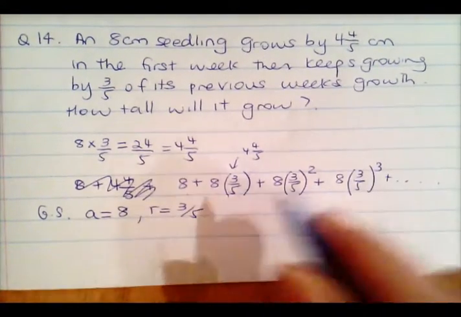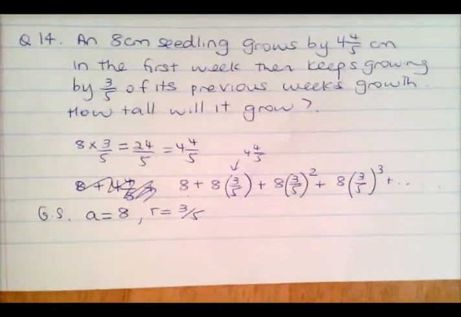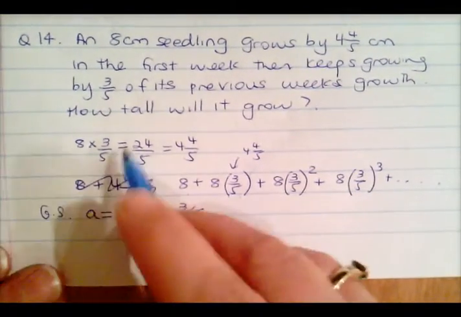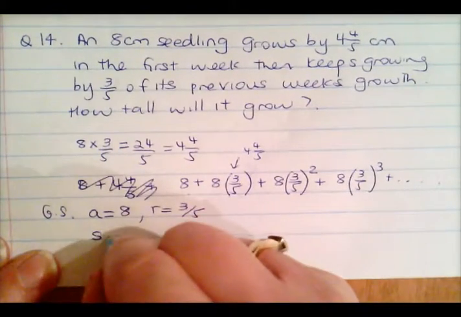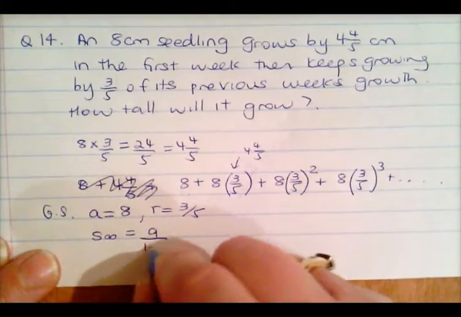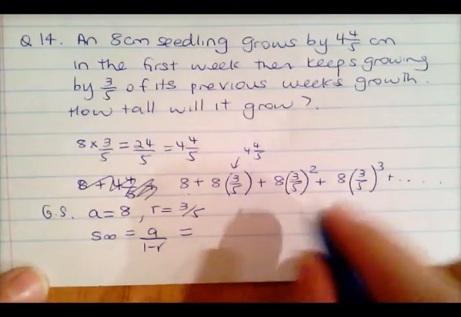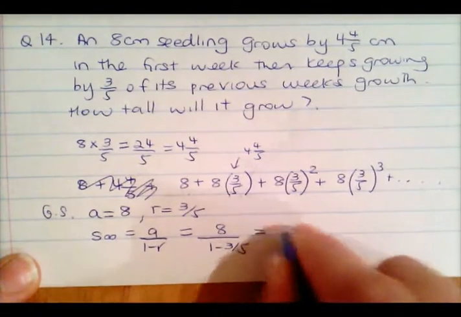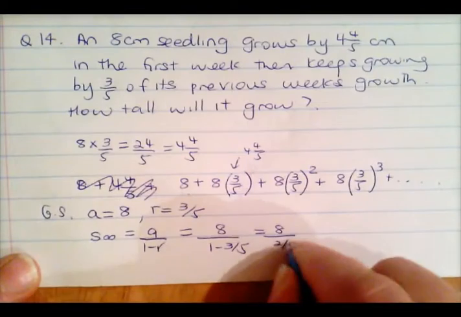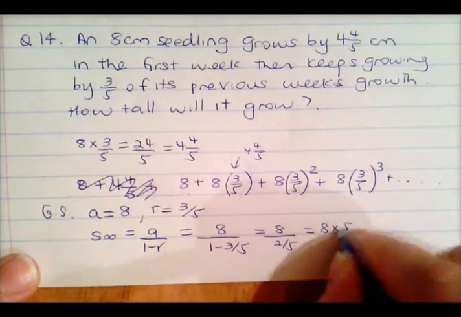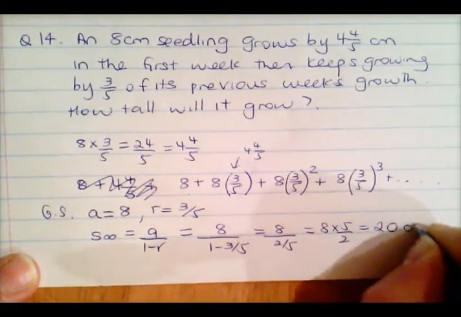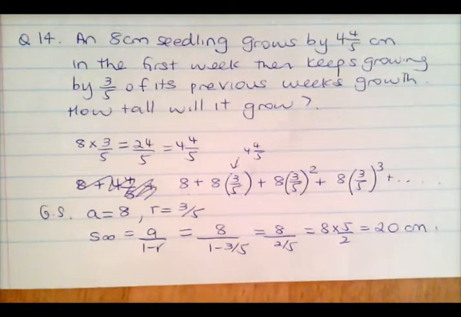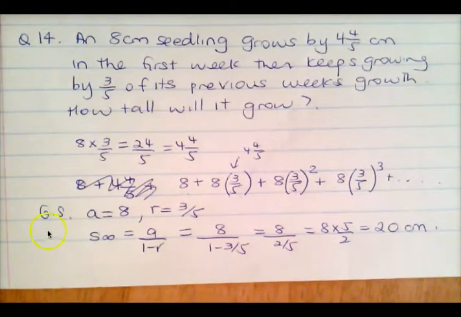And because the absolute value of r is less than 1, a sum to infinity will apply here. So there will be a limiting sum. So the question is, how tall will it grow? They're asking for the sum to infinity, which is a over 1 minus r. That's 8 over 1 minus 3/5, which is 8 divided by 2/5, which is 8 times 5 over 2, which is 20 centimetres. So therefore that seedling will grow to 20 centimetres tall.